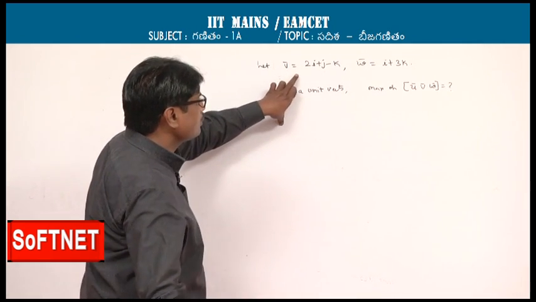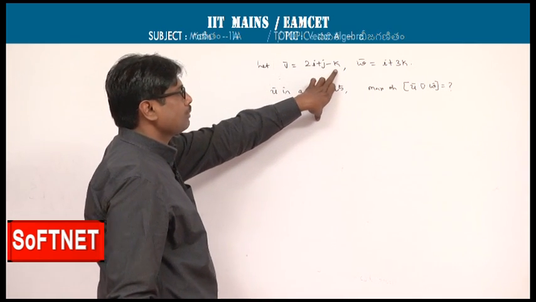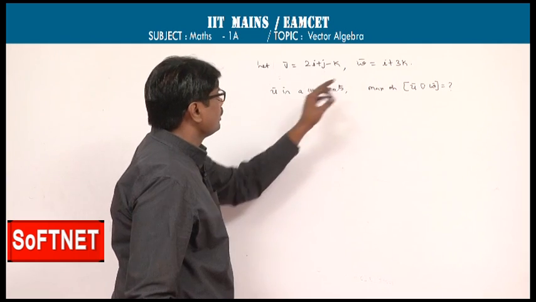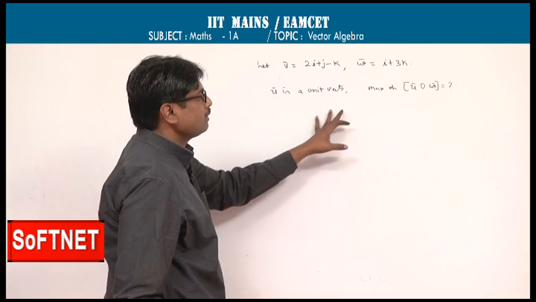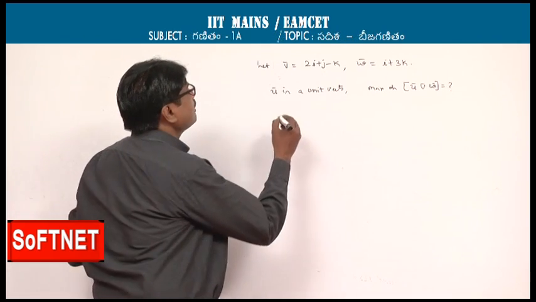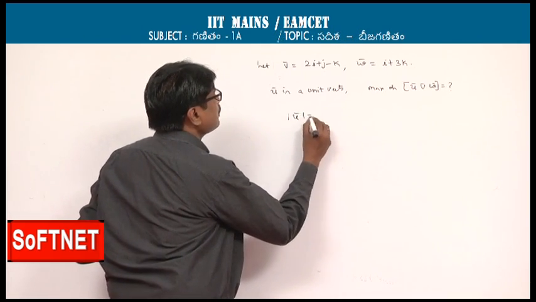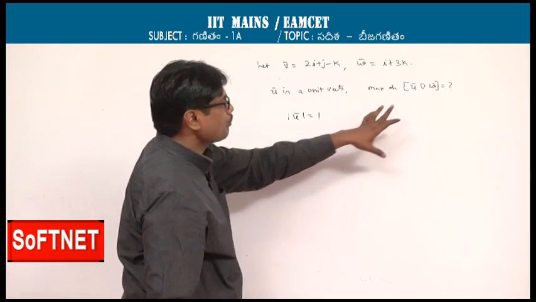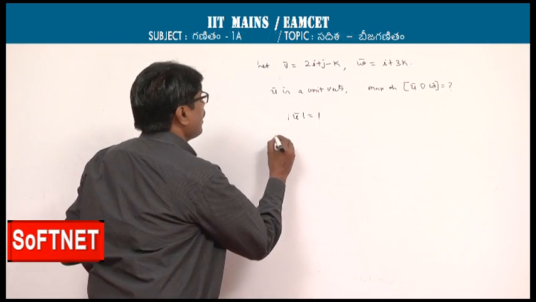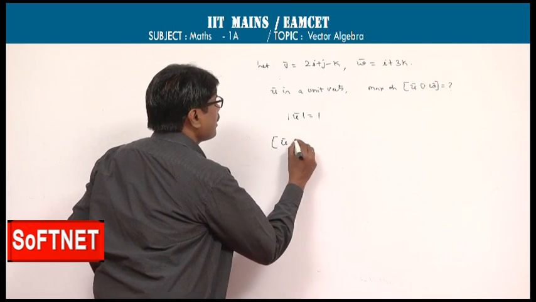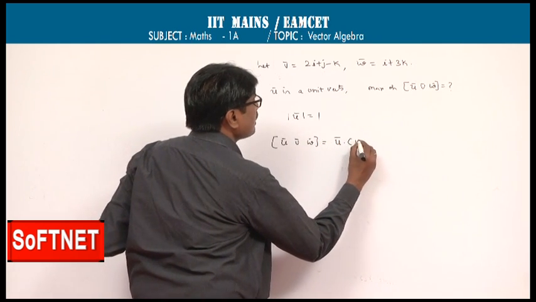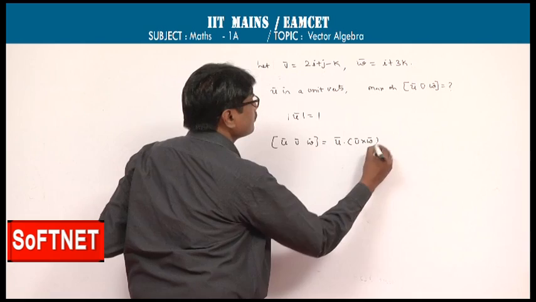V bar is equal to 2i bar plus j bar minus k bar, W bar is equal to i bar plus 3k bar, U bar is a unit vector. Then what is the maximum of box of UVW? And given that mod of U bar is equal to 1. Now you are supposed to calculate U dot VW box. Box of U bar, V bar, W bar is equal to U bar dot V bar cross W bar.